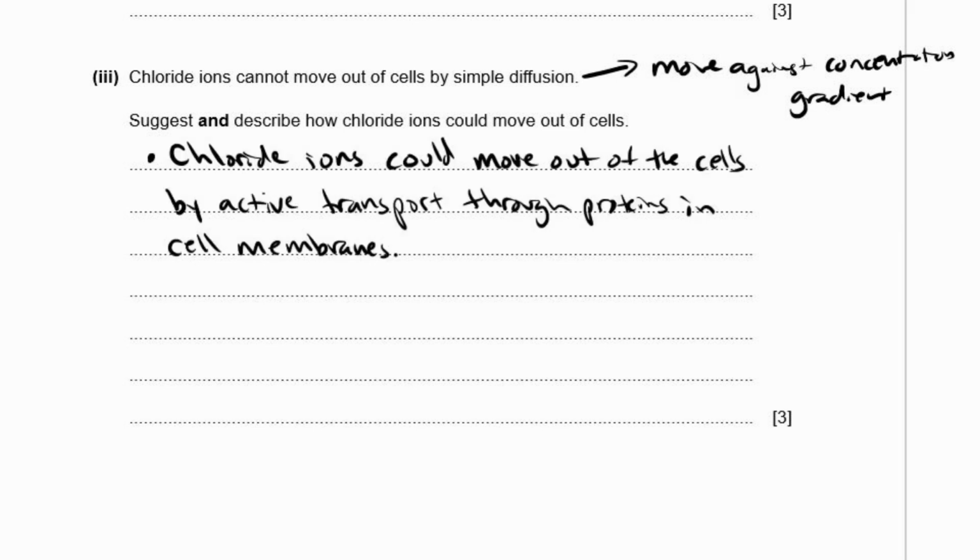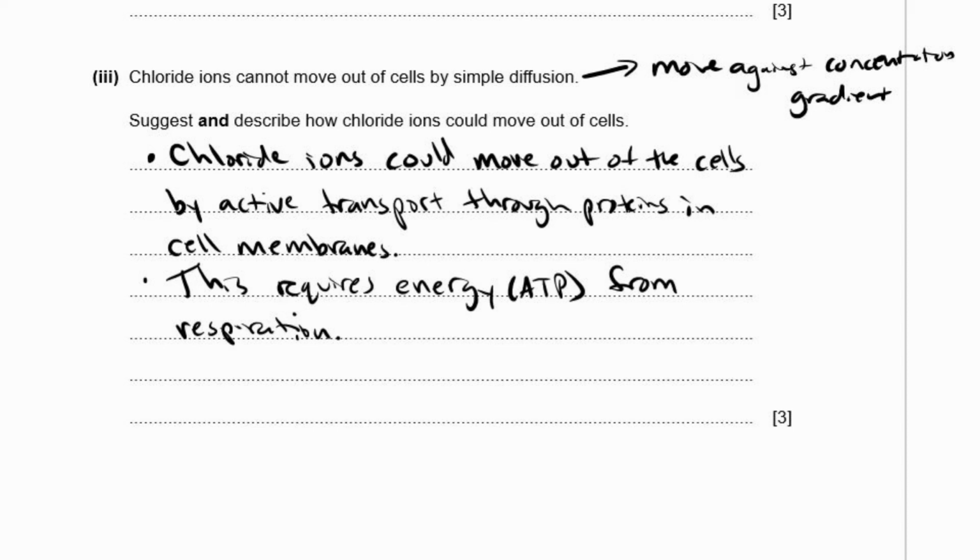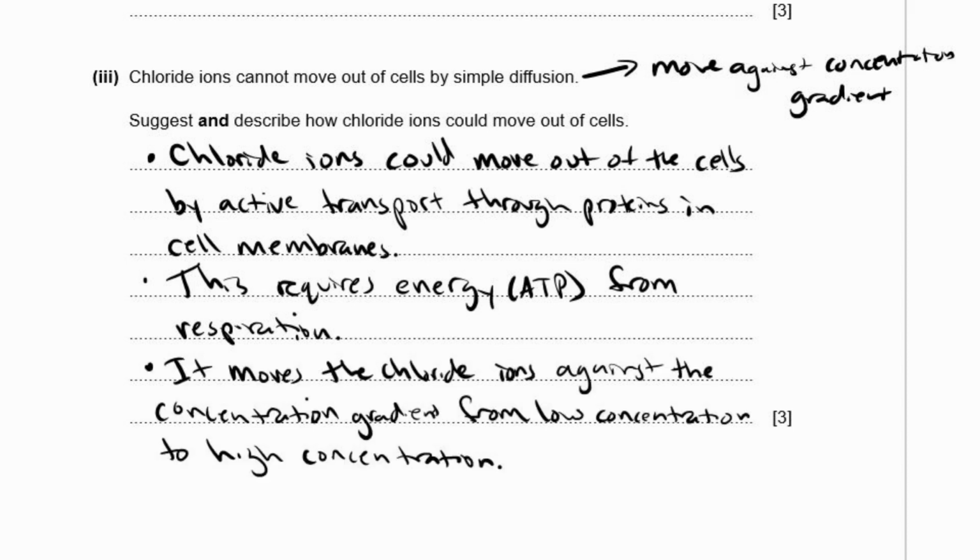So chloride ions can move out of the cells by active transport through proteins in cell membranes. Active transport requires energy, or you could say ATP from respiration. Whenever you mention diffusion or active transport, you should say whether it goes against or down the concentration gradient. So it moves the chloride ions against the concentration gradient, from low concentration to high concentration.